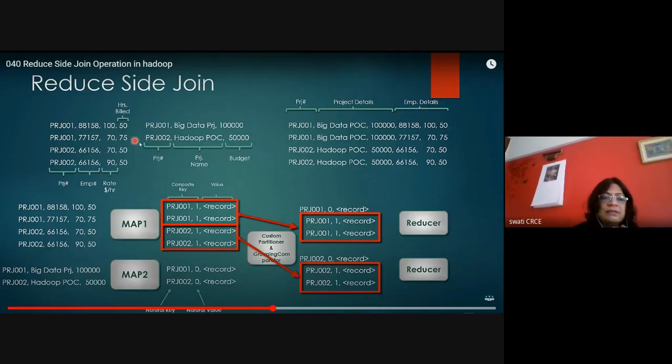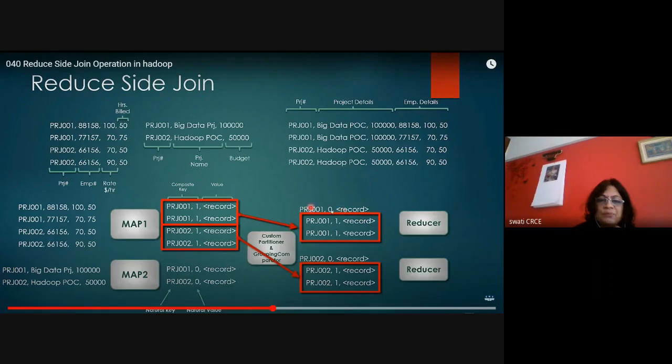There are two tables. One table is going to one mapper, the second table is going to the second mapper. The first table's mapper will just add the tag and create the intermediate key value pairs. The second mapper will also add the tag to the primary key and create intermediate key value pairs. Now these intermediate key value pairs are shuffled by the shuffler of the framework on the basis of the primary key of the composite key, and it will send them to the different reducers. Keys with project ID 1 go to this reducer, keys with project ID 2 go to the second reducer, and now the reducer will do the join operation.